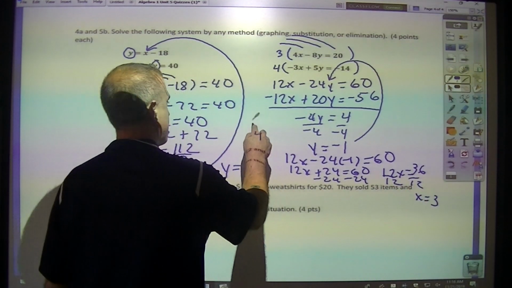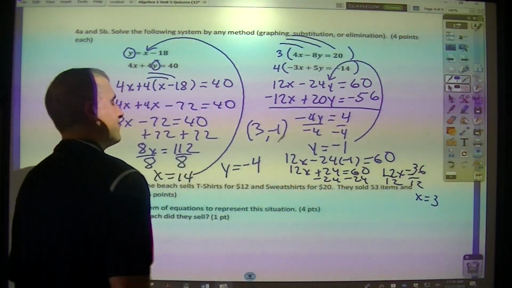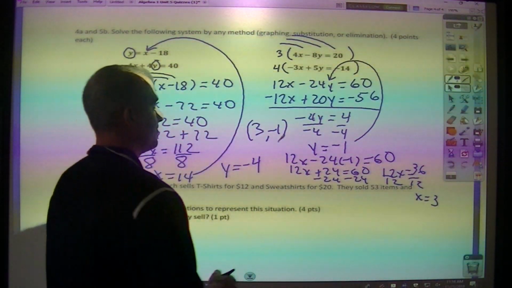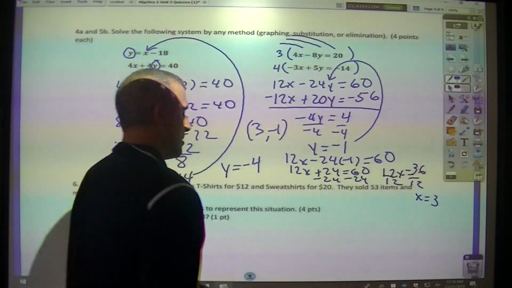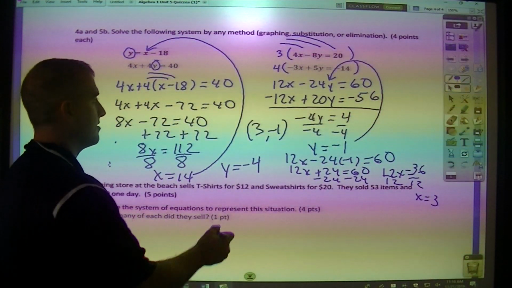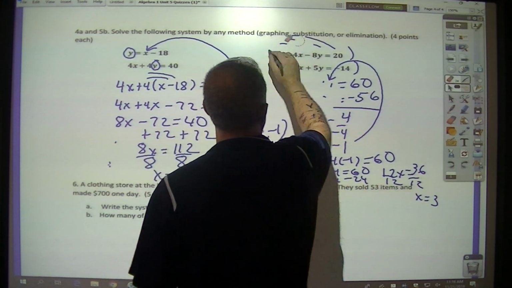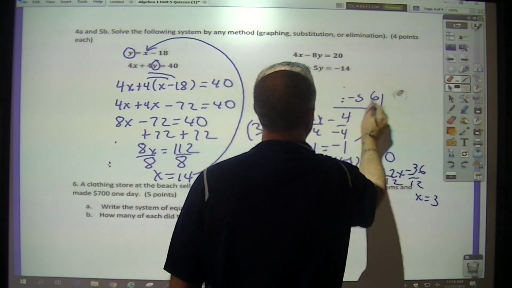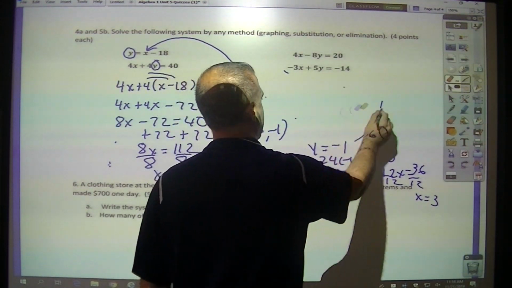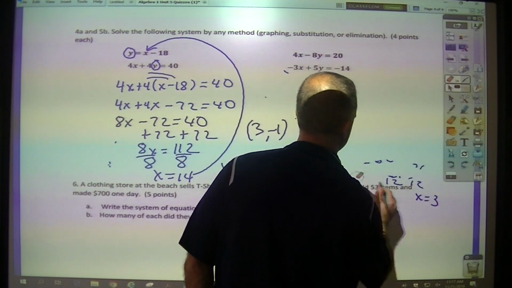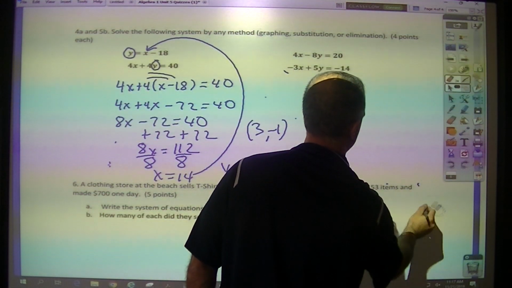Okay, so I got 3 and negative 1. So that would be an answer if you wanted to do it by elimination. Now let me show you one by graphing. Either way is acceptable. So I'm just going to erase this. If you want to pause the video or go back and see it, you can. I'm going to leave my final answer here and I'll show you how we're still right.